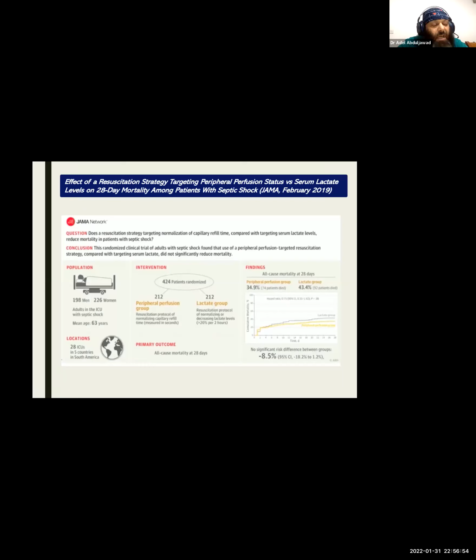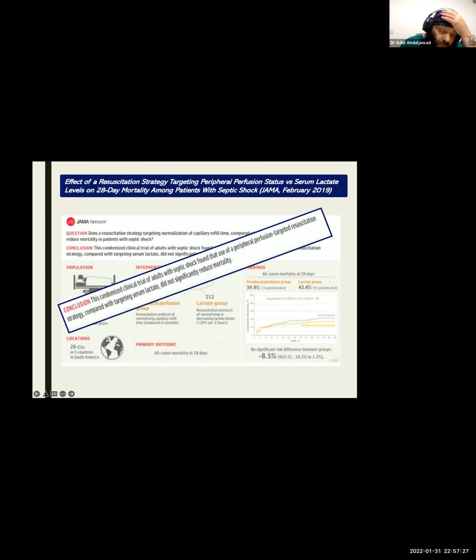they studied in 2019 an interesting point regarding the effect of resuscitation strategy to target the peripheral perfusion status versus serum lactate. Now serum lactate, you measure it either in serum or through the blood gas, arterial or venous. And what's the effect of the strategy to target the skin perfusion versus lactate on the 28-day mortality among patients in septic shock? And this was the conclusion.